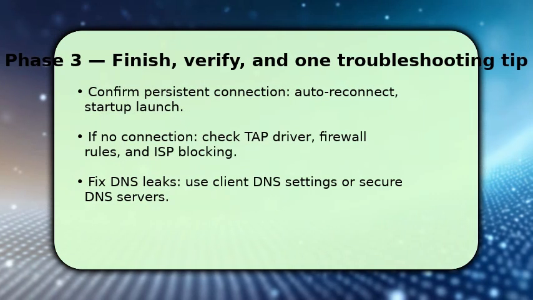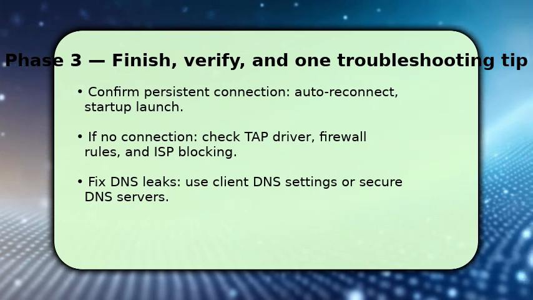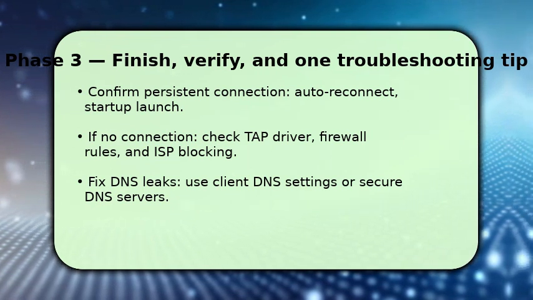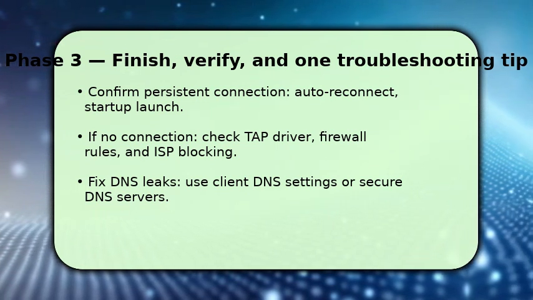To finish, set the client to start with Windows or macOS login and enable auto reconnect. This keeps the tunnel persistent. Make sure DNS is routed through the VPN. Adjust the client DNS settings or use a secure DNS provider to prevent leaks.